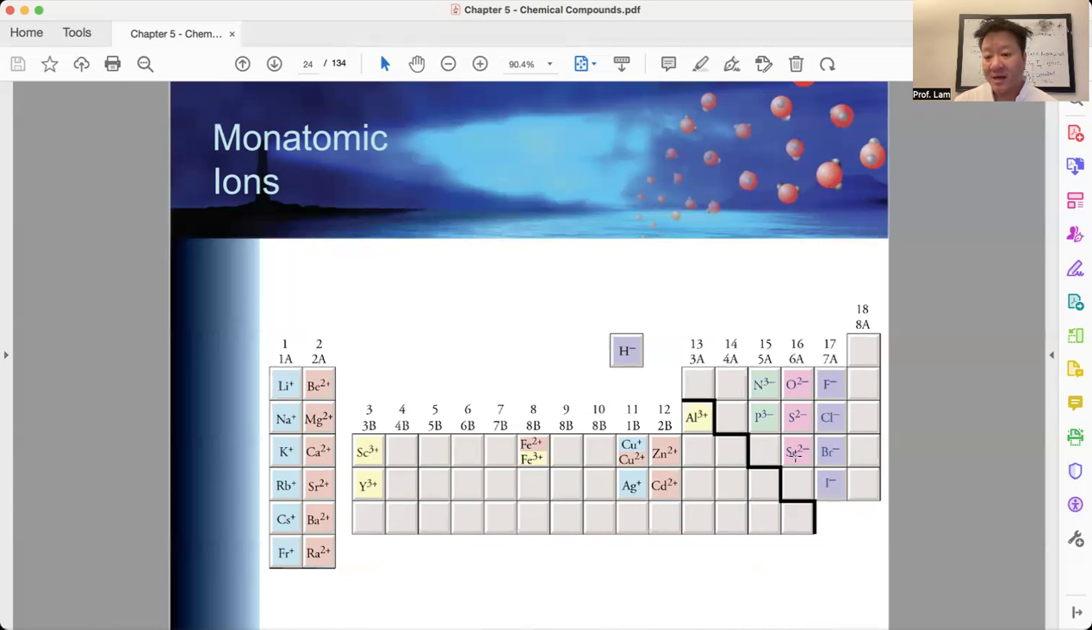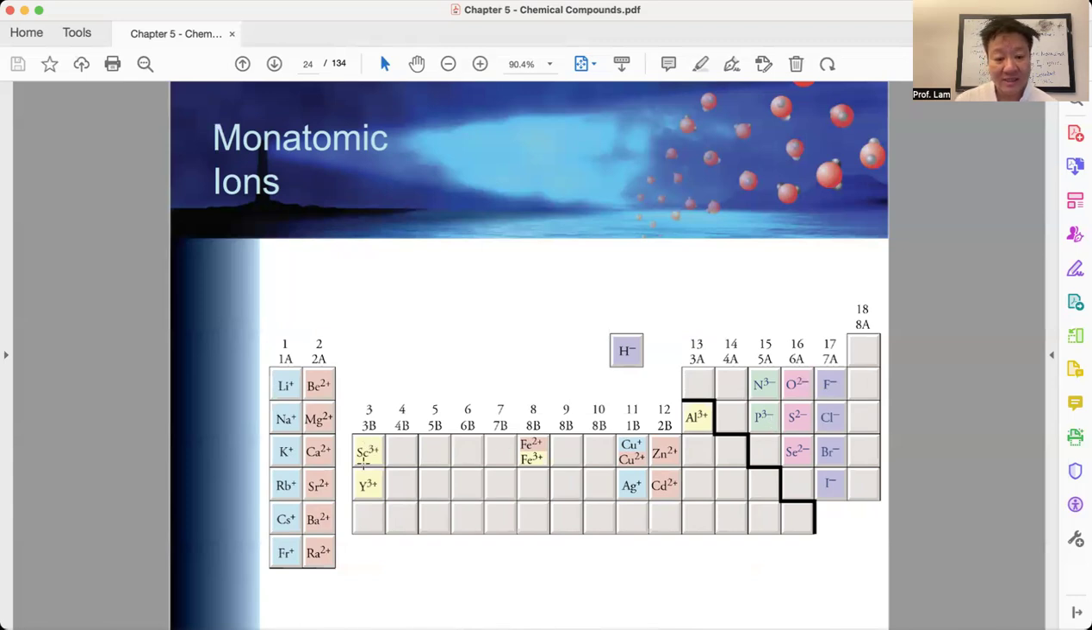If you're in group 6A, then you're going to go to the right 2 spaces. That's gaining 2 electrons, so you'll be 2 negative, okay? And then in group 5A, you're going to be 3 negative, right? Because you're 3 spaces from the noble gas. So you have to go 1, 2, 3 to the right. So 3 minus, okay?